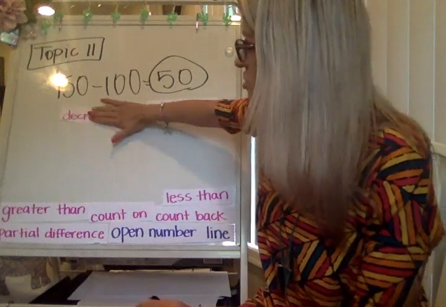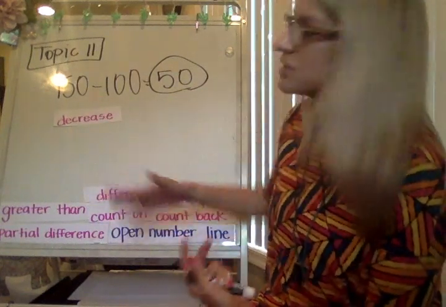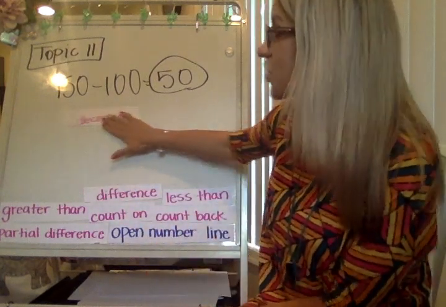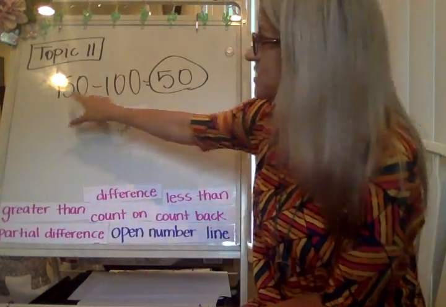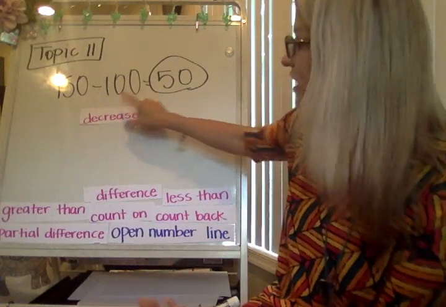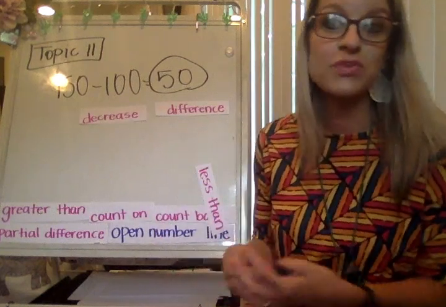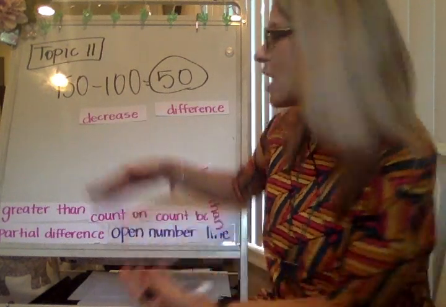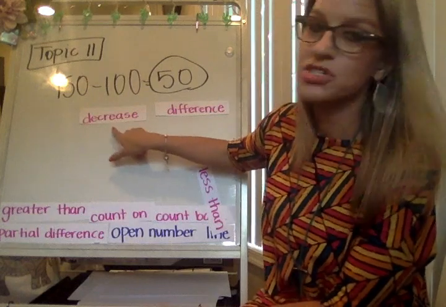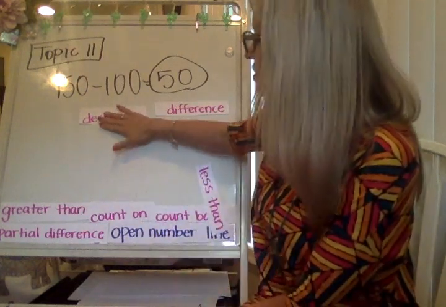Another term that we talk about when we're using subtraction is decrease. 150 decreased by this amount of 100 to give us a difference of 50. So decrease is just when the number goes down. The original number is going to decrease. The past tense of that would be decreased, with the D at the end.